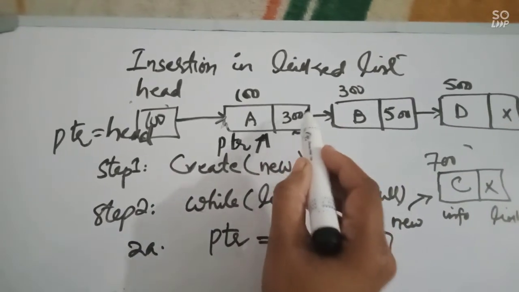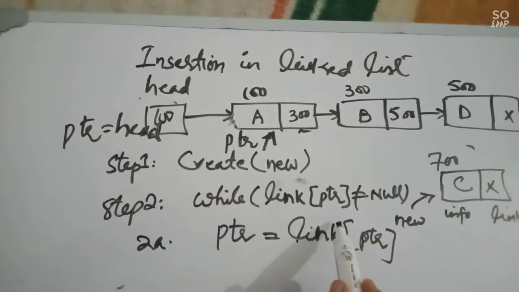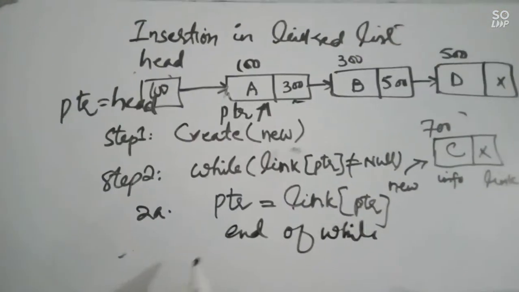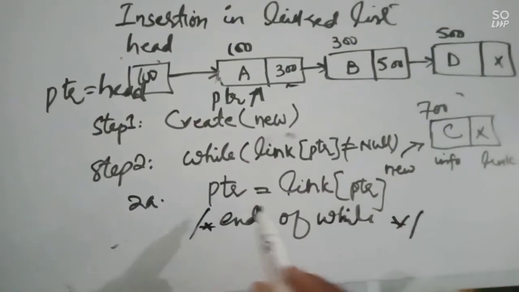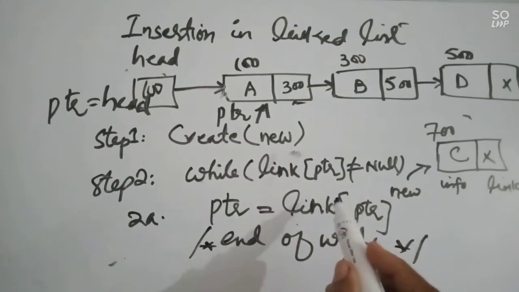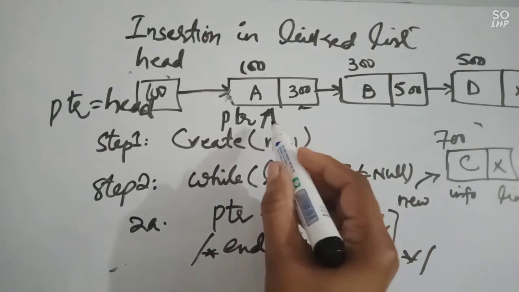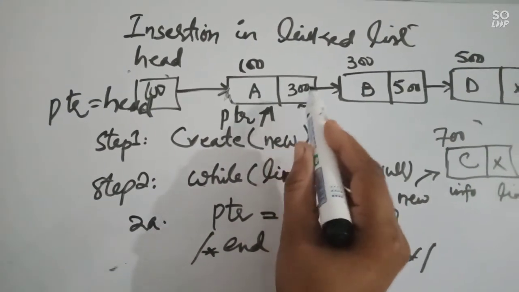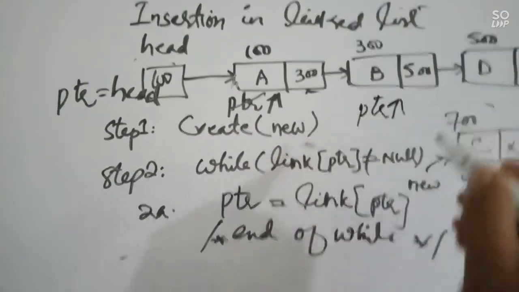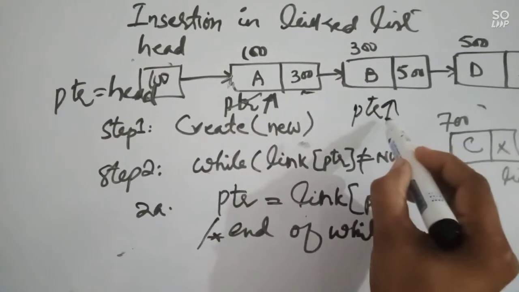link is 300, it is not null, so PTR has been advanced. Okay, this condition is true. We say end of while. Now what will happen, this loop will repeatedly execute unless we get link of PTR null, right? So PTR is equal to 300, it is not null, so it is advanced. When we say PTR is equal to link of PTR, the PTR will take the value of 300. So PTR is now here.